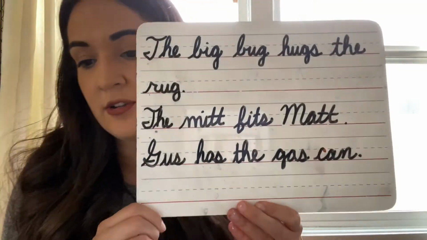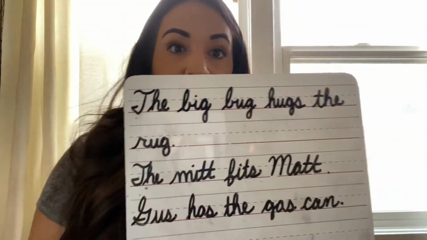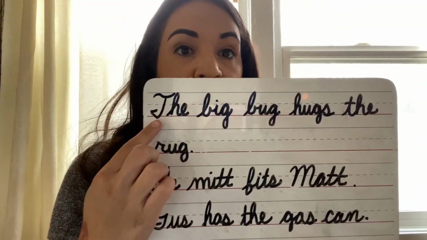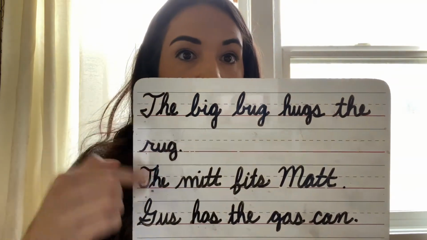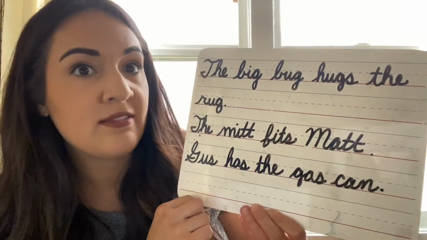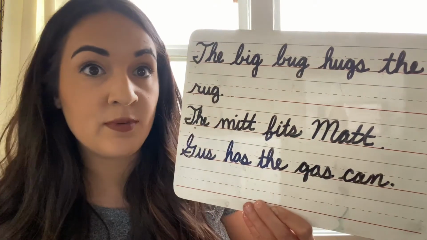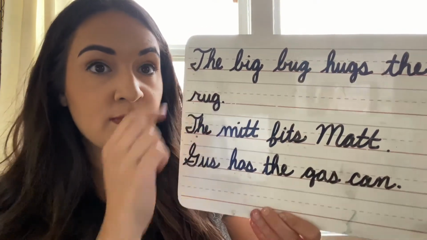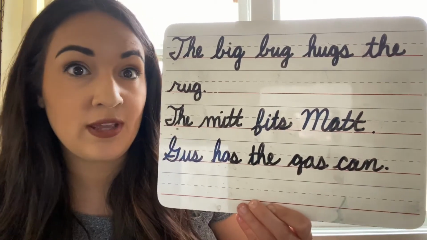All right, and these are your sentences. Now, when we write a sentence, what do we notice about the beginning of each sentence? What's different? Yep, they are all capitalized. Now, what do you notice at the end of a sentence? They all have a period. You need to make sure you capitalize the beginning of a sentence and then you have a period at the end of each sentence that you make.